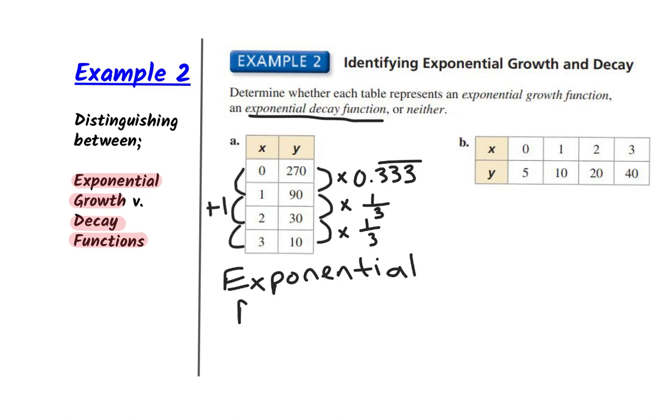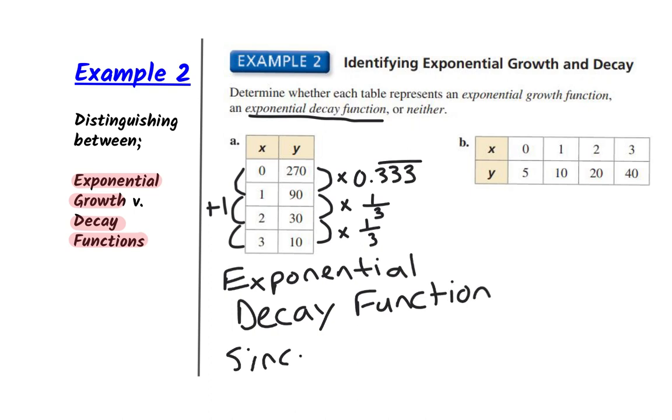And the reason that this is an exponential decay function is because our common ratio is smaller than 1, since b, which is the number that they're multiplying by, is less than 1.